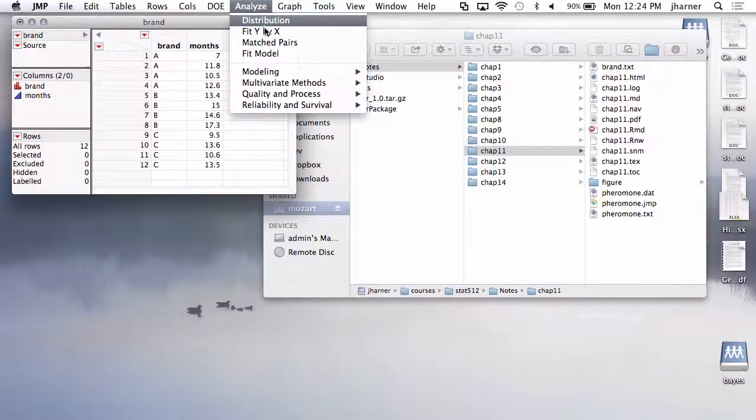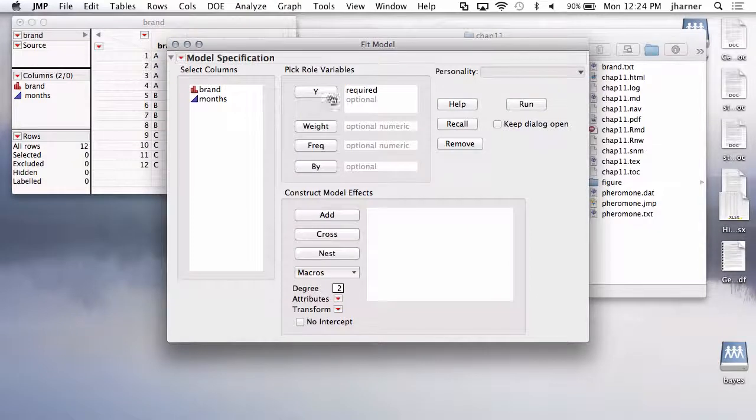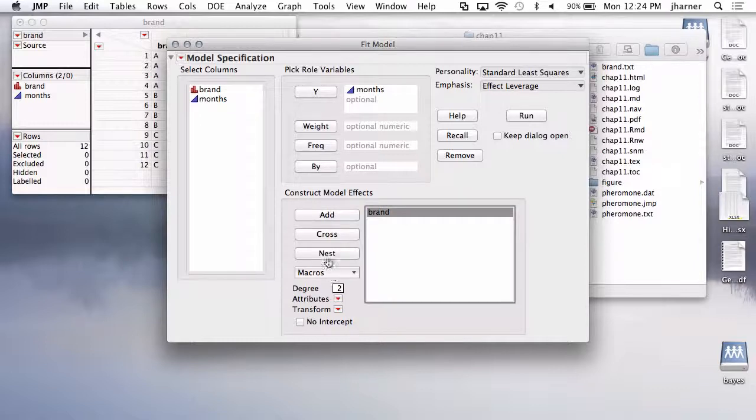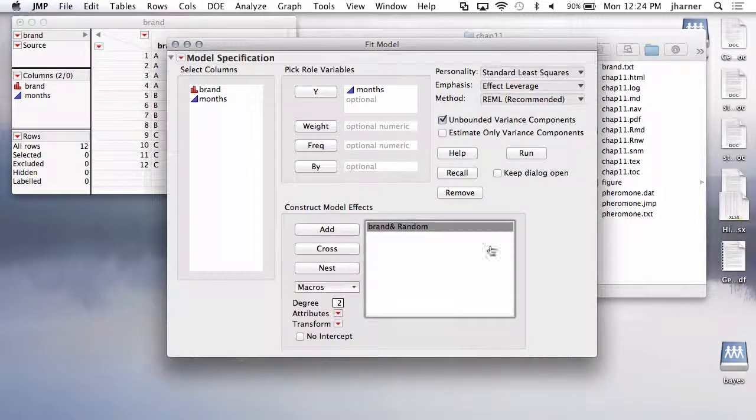Well, in JMP, what you would do is you would say fit model, and again we want months as Y, and then we put brand down here. But we do want to do one other thing. We're going to tell it that it's a random effect.